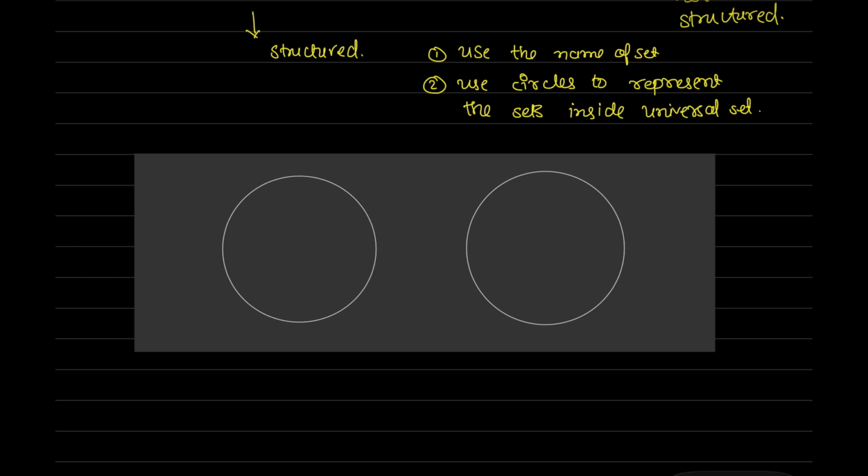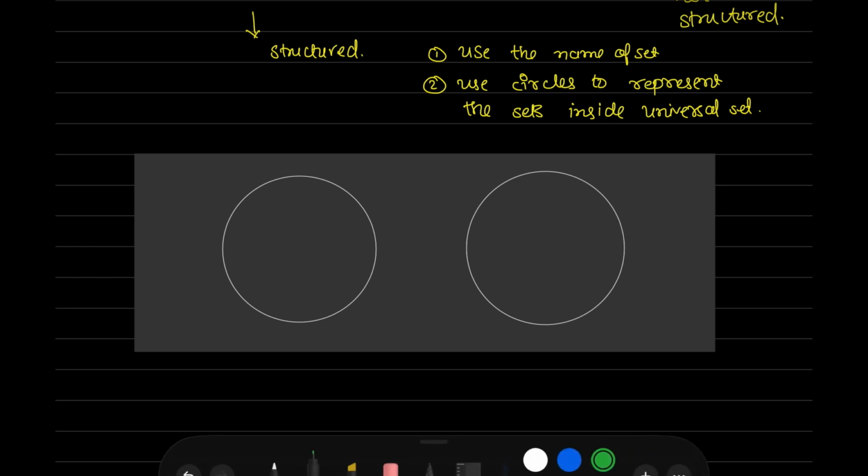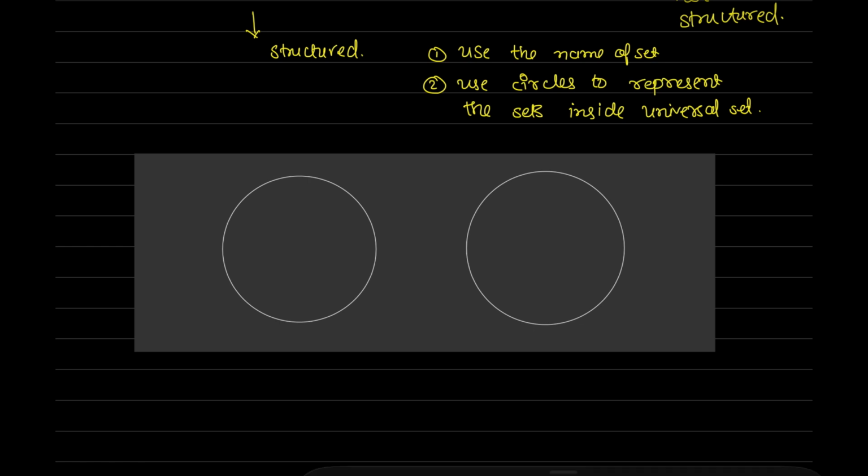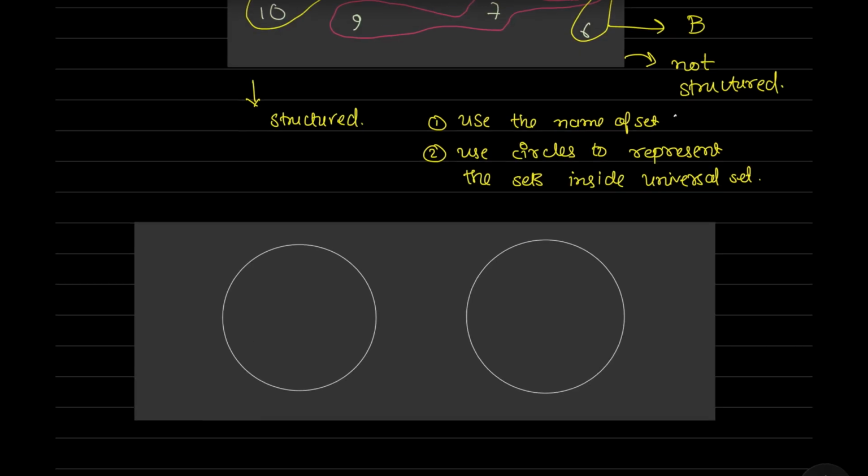Now in this, let me add the names as we saw in the previous example. To make the Venn diagram more structured, we have to use the name of the sets and use circles to represent the sets inside the universal set. See, we have used circles to represent sets inside the universal set. Now we will give them a name. This rectangle is a U, our universal set. These two circles are named as A and B.